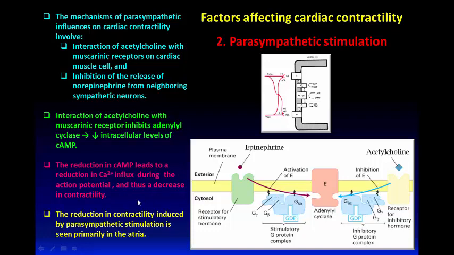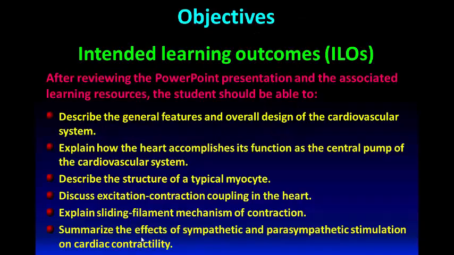It is very important to note that the reduction in contractility induced by parasympathetic stimulation is seen primarily in the atria and not in the ventricles. And that's the end of this lecture.